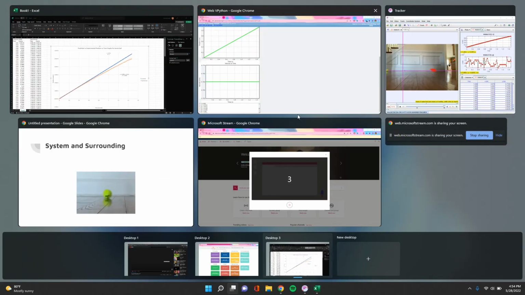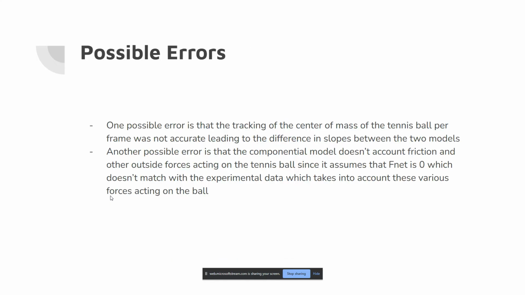So, what are some explanations for this? Well, a possible error could be that the tracking of the center of mass was subject to human error because I was the one tracking every frame, so it might not be totally accurate, leading to this difference in slopes. Another possible error is that the computational model does not account for friction and other outside forces acting on the tennis ball because we assume that F net is 0, and this is not applicable to experimental data, which experiences all these forces acting on the ball.